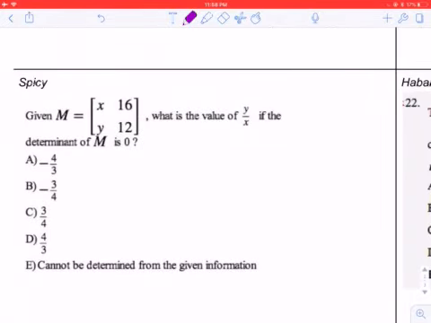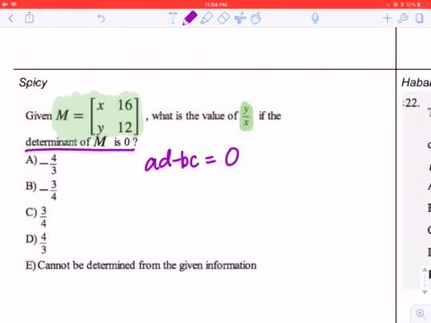For spicy, it says, given the matrix here, so they tell me what the matrix is. Right, so I know that's information. It says, what is the value of y over x if the determinant of m is 0? So again, we see this super important determinant is 0. So whatever is going to equal 0, we remember that determinant is AD minus BC. So I'm going to do 12 times x, which would be AD, minus 16 times y, 16y, equals 0.